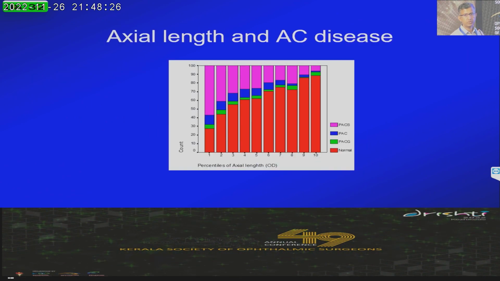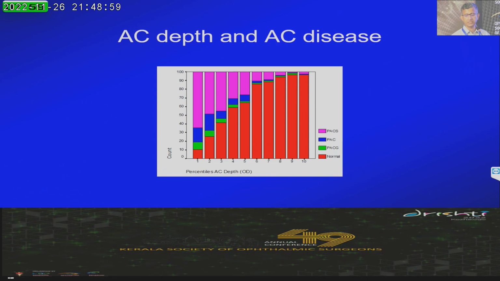And this basically tells you how your axial length impacts the risk of angle closure disease. So this is axial length divided into 10 equal groups from lowest to highest. And you can see that in the shortest axial length group, almost 75% of people have some form of angle closure disease. But what is also important to keep in mind is that even in the longest 10% in the population, about 10% have some form of disease. So you must keep in mind that angle closure can occur at any axial length, but it's much more likely at a small axial length.